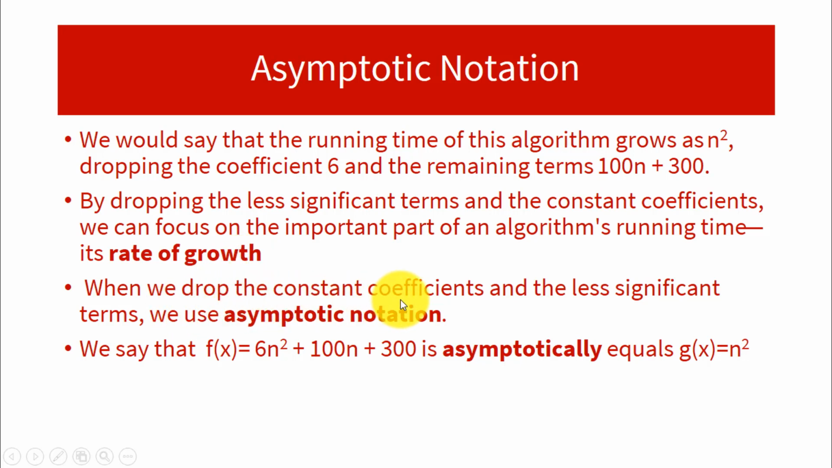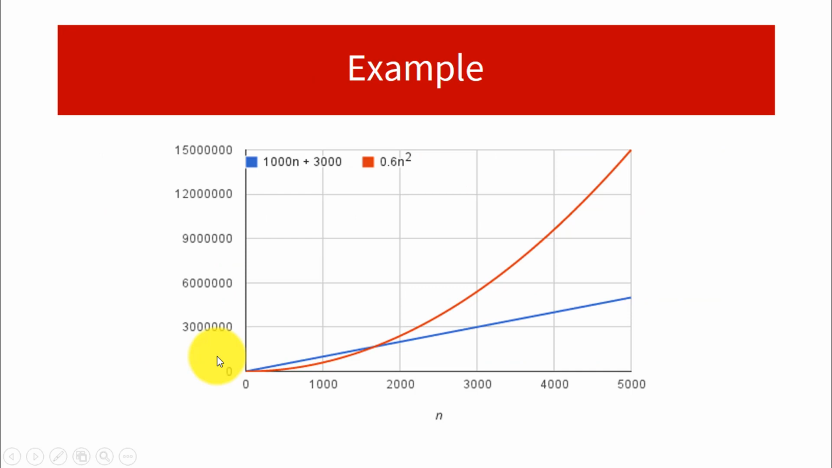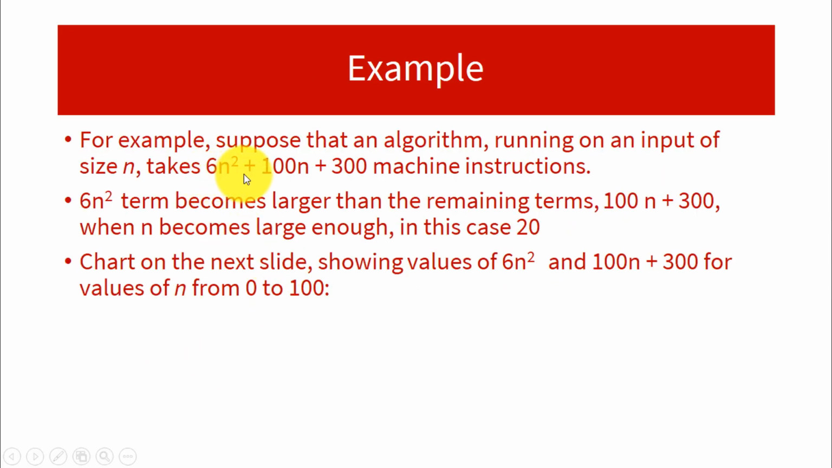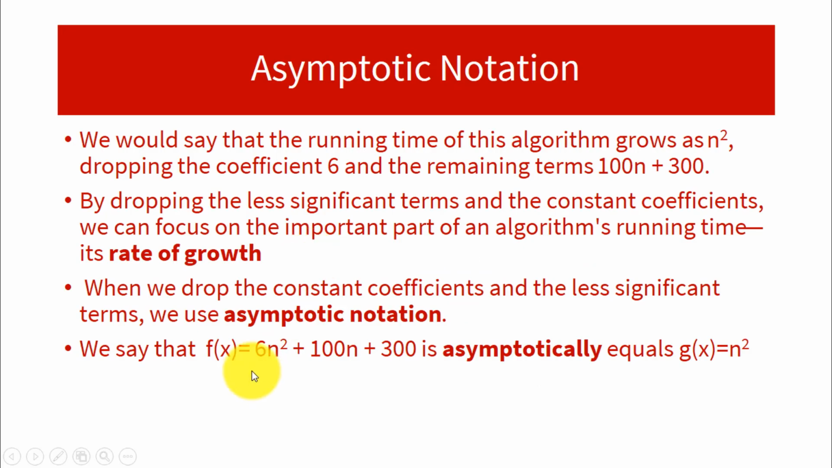So when we drop the constant coefficients and less significant terms, we are left with something called asymptotic notation. So we say that f of x, which simply means this particular function, 6n squared plus 100n plus 300, is asymptotically equal to g of x, which is n squared, right? So we represent n squared as a function g of x, and it should be g of n, by the way. X means it's a variable, but we are talking about the size, so it's going to be n, right? So this is a mistake on my part, sorry for that.